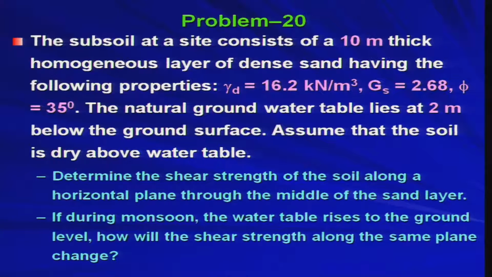The natural groundwater table lies at 2 meter below the ground surface. Assume that the soil is dry above the water table. So, there is no capillary rise, and above the water table the soil is completely dry. Determine the shear strength of the soil along a horizontal plane through the middle of the sand layer. And in the second part, if during monsoon the water table rises to the ground level, how will the shear strength along the same plane change? So, these two things we need to determine.